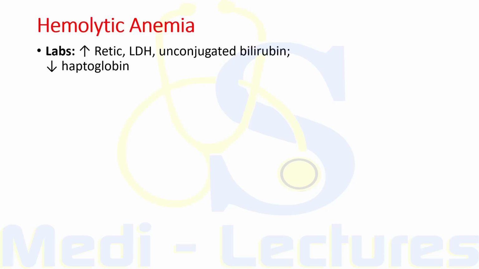Coming on to some causes of hemolytic anemia. So in lab there will be increased retic percent, there will be increased RPI, more than or equal to 2.5, LDH and unconjugated bilirubin all will be elevated, but haptoglobin will be decreased. Now haptoglobin is more decreased in intravascular hemolysis as compared to extravascular hemolysis. Although it is decreased in both, it is more reduced in intravascular hemolysis.